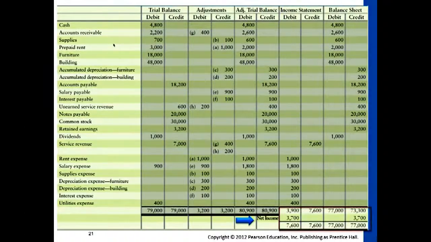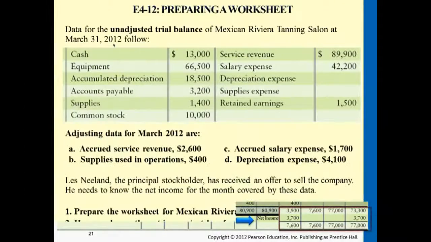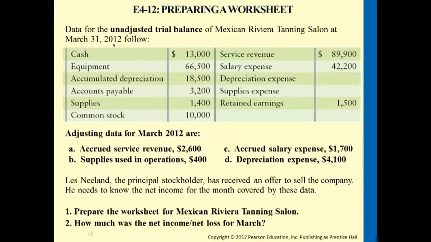Okay, let's do an exercise here. We have all the accounts here. I'm going to pass around the worksheet. Take a look at A, B, C, D adjustments there. Those are the adjustments that you will need to make for the adjusting entries, adjusting entry column, and adjusted trial balance.